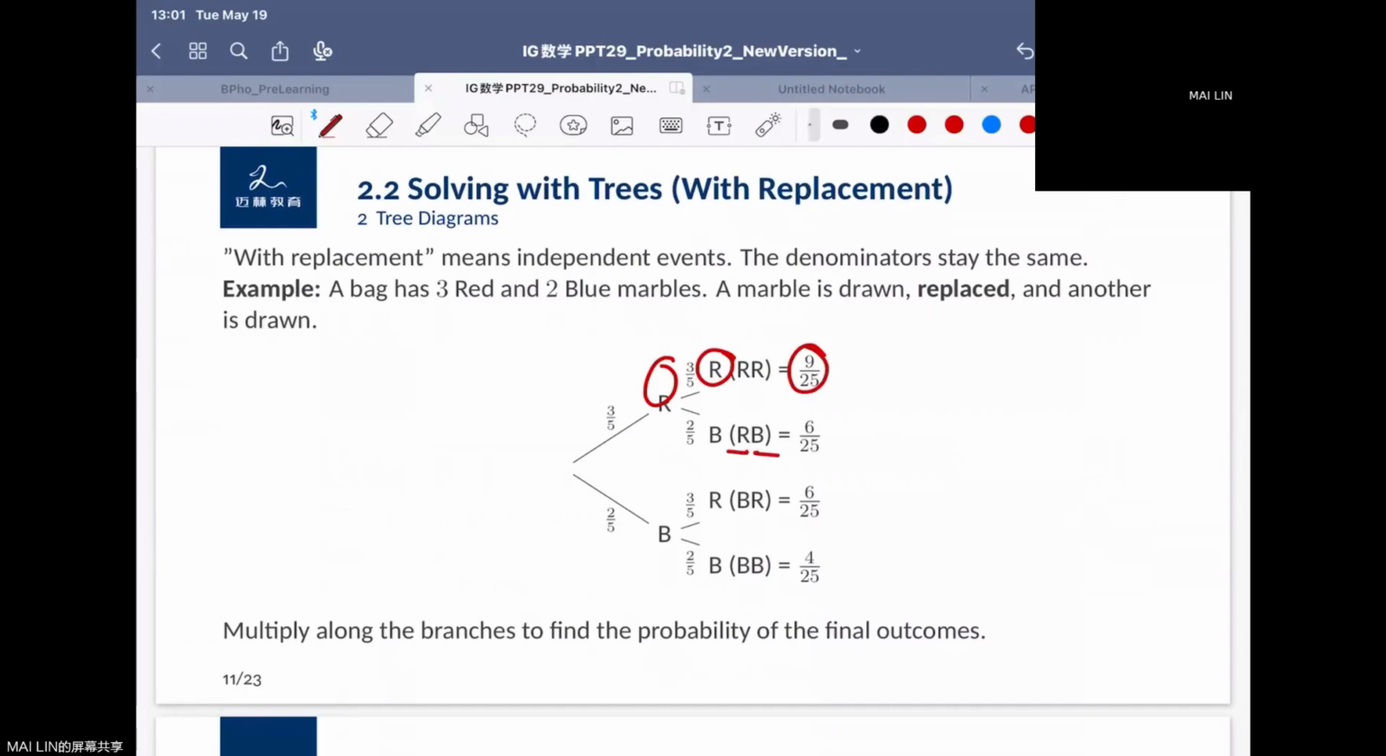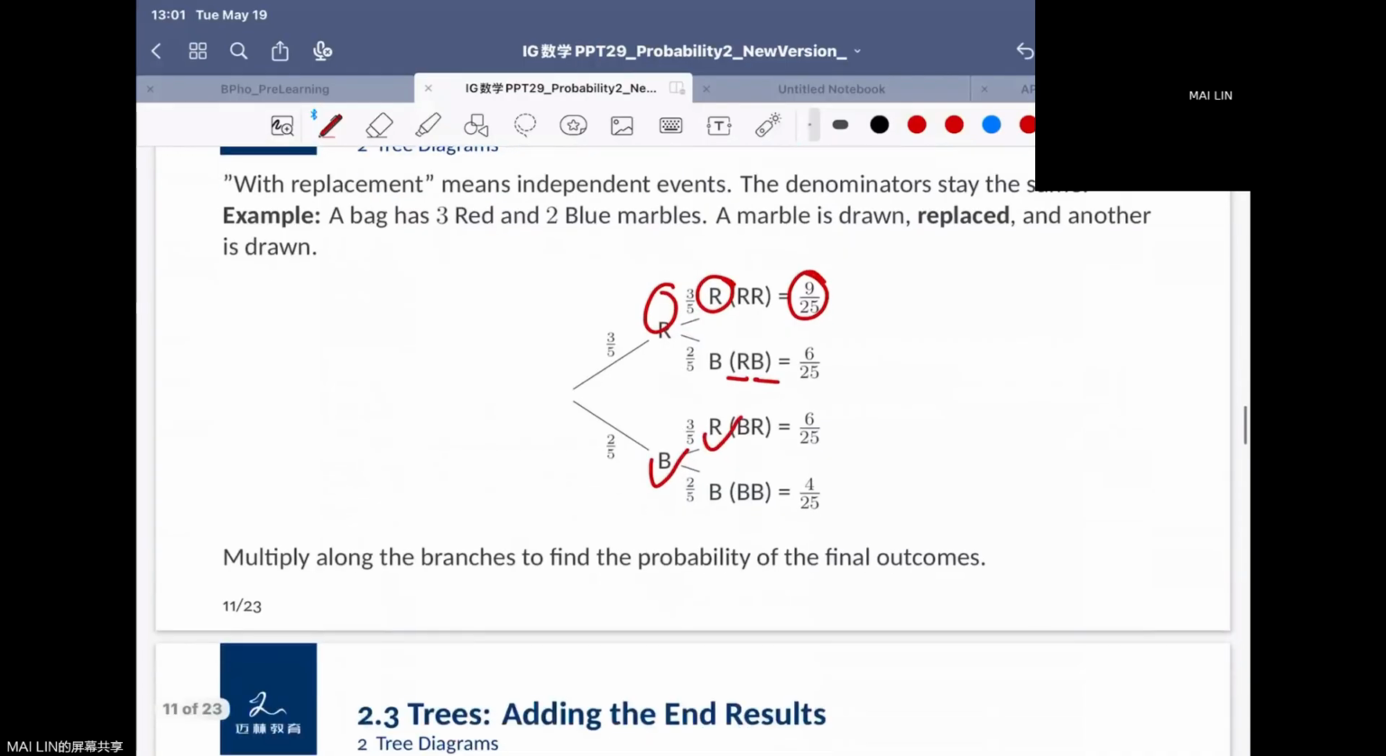And one is red, second is blue. We said the probability here is 3/5 times 2/5 equals 6/25, okay? So one blue, second red is 6/25, and one blue, another blue is 4/25, okay? That is the possibility right here, because the total possibilities when you add them together is also 1, right? Okay, so the total value equals 1.